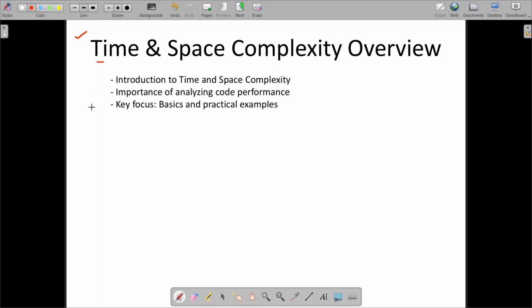Whenever we start a new topic, we will ask three questions: what is that topic, why that topic, and how that topic will help us. Whenever I start any topic, I will teach in this way. So you have a good grasp of it. Basically, we will understand what time and space complexity are.